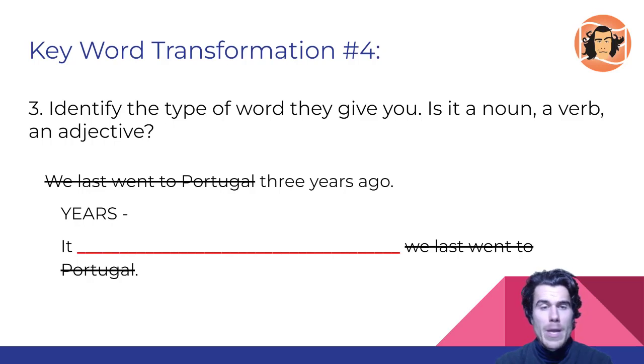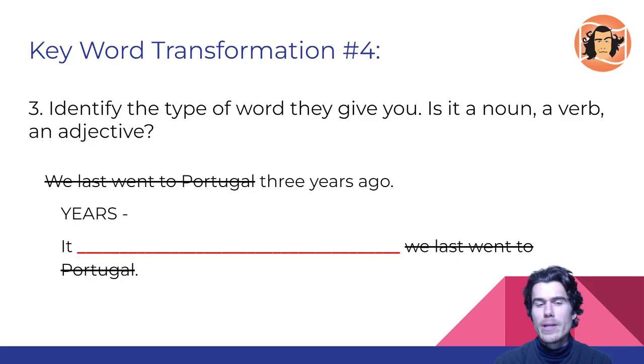Step 3. Identify the type of word they give you. Is it a noun, a verb, or an adjective? So we have the word years. What type of word is years? Write down what you think on your piece of paper or on your computer, and when you're ready, press play.